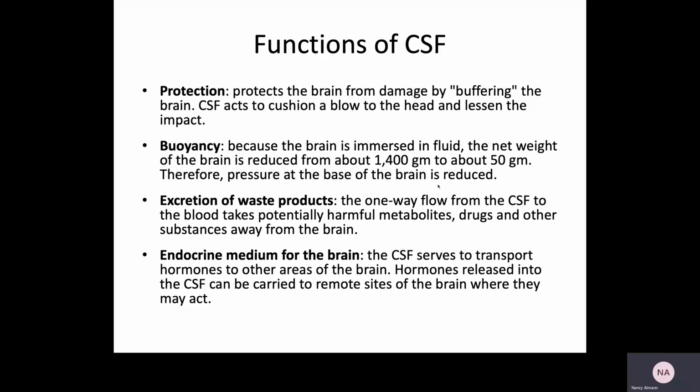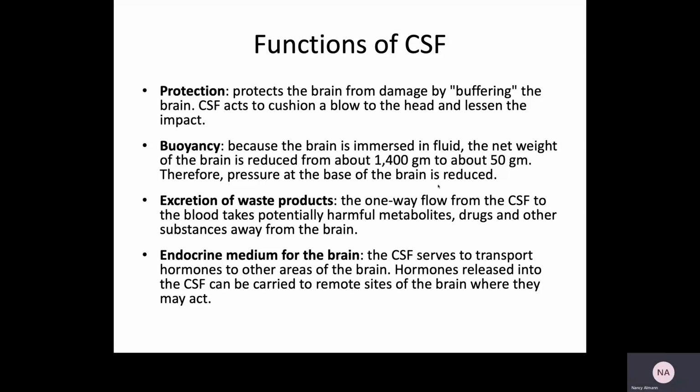This is what the cerebrospinal fluid does. It helps protect. It actually acts like a cushion, so it's going to protect the brain from damage because it sort of buffers the brain if you smack against something. Therefore, the impact of the blow or where you hit your head will be lessened. It also helps float the brain because it provides buoyancy. So we know that the brain is basically covered or immersed in fluid.